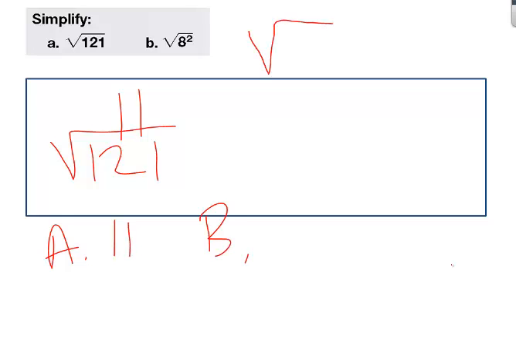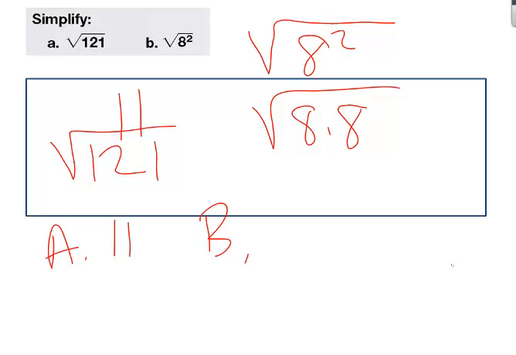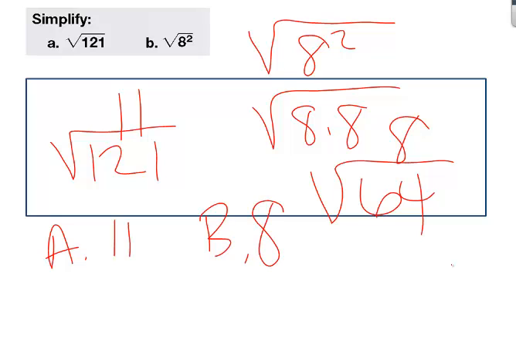The first thing you have to do underneath this is that 8 squared means 8 times 8, doesn't it? So 8 times 8 equals 64. And what's the square root of 64? It's 8. So our answer for B would be 8.